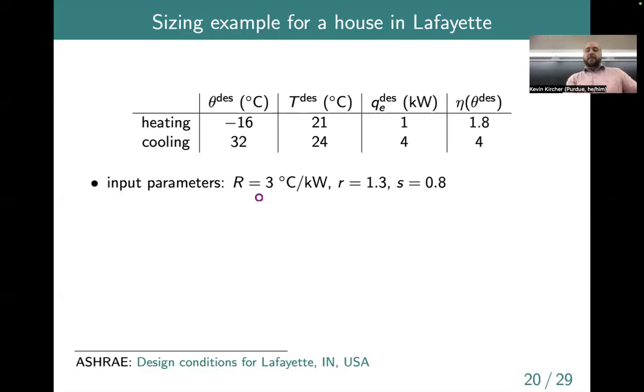And then here are the parameters that I picked: the thermal resistance, just a round number, 3 degrees per kilowatt, 30% oversize ratio, and 80% sensible heat ratio. So if we run the numbers for heating, we would get about 8.2 kilowatts for the electrical capacity. And for cooling, we get around 2.7. So there's roughly a factor of 2.5, something close to 3, in between the cooling load and the heating load.